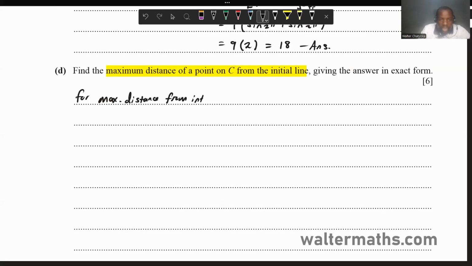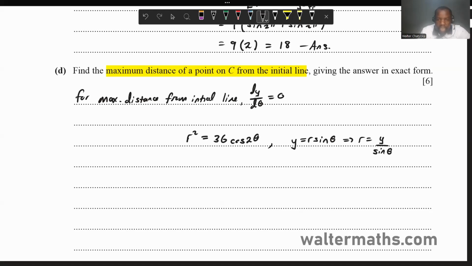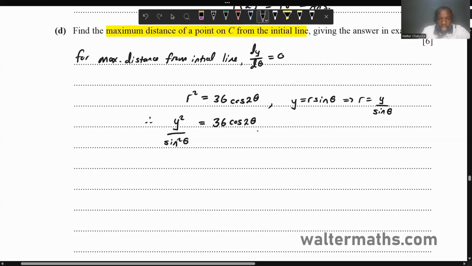from initial line, dy by d theta should be equal to 0. So in this particular case, we have the equation r squared is equal to 36 cos 2 theta. All right. And we also know that y is r sine theta, leading to r being equal to y over sine theta. Therefore, r squared can be written as y squared over sine squared theta, being equal to 36 cos 2 theta. All right. Let's multiply both sides by sine squared theta. So y squared is equal to 36 cos 2 theta sine squared theta.